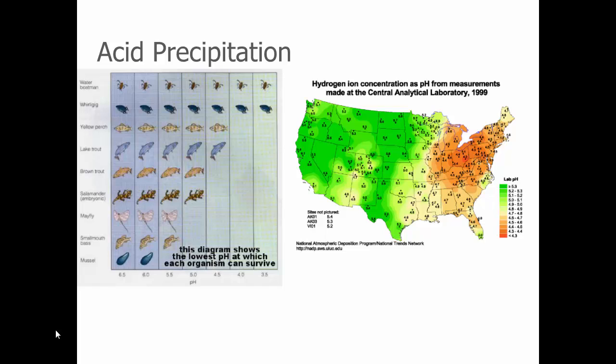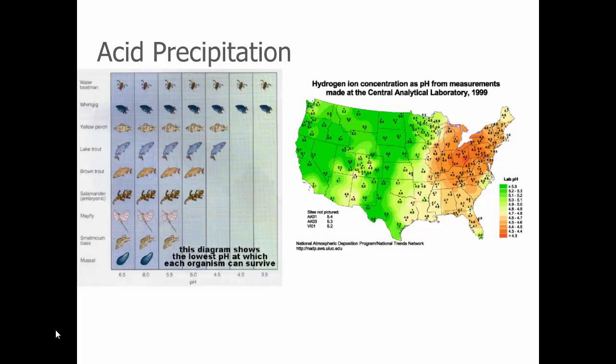This graph shows which species, as an example, can tolerate various conditions. At a somewhat neutral pH, all of these organisms can survive. But as the pH of the lake or stream starts going down, as it becomes more acidic, first you lose the mussels, around 5.5. Then you lose the smallmouth bass and the mayflies. And as conditions get more and more acidic, you have more and more organisms that cannot survive.